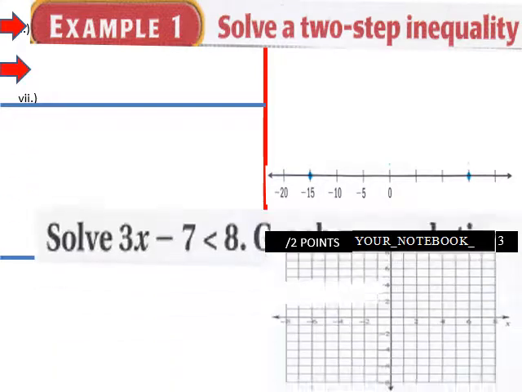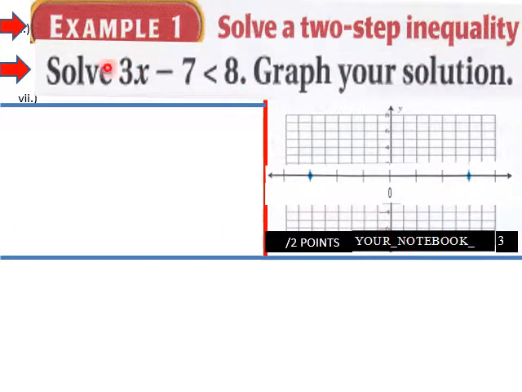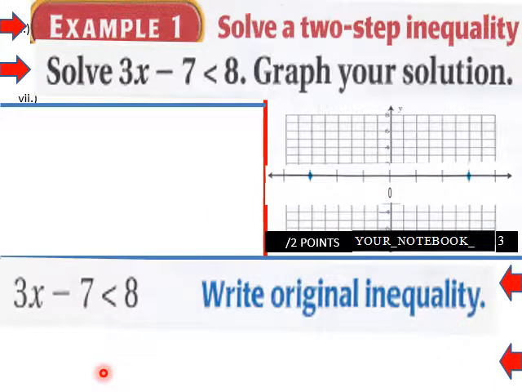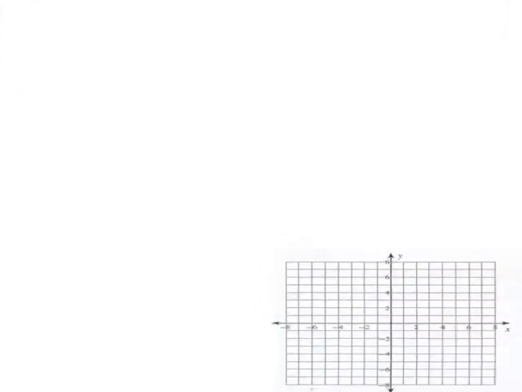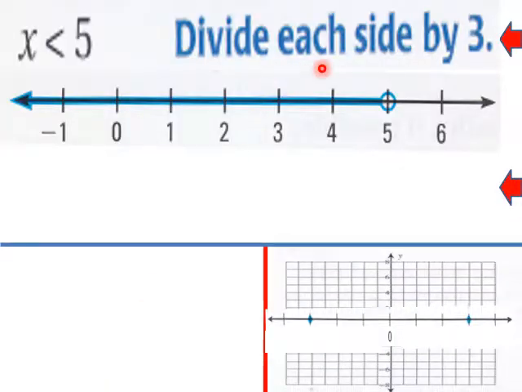So example 1, solve a two-step inequality. Solve this inequality here. Graph your solution. Here's your plot right here. So write the original inequality and then add 7 to both sides. We get rid of 7, add 7 over here. Divide each side by 3, and then we get x is less than 5. So this would be here, x less than 5.